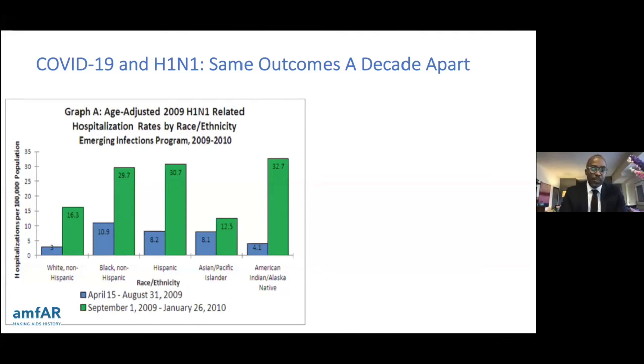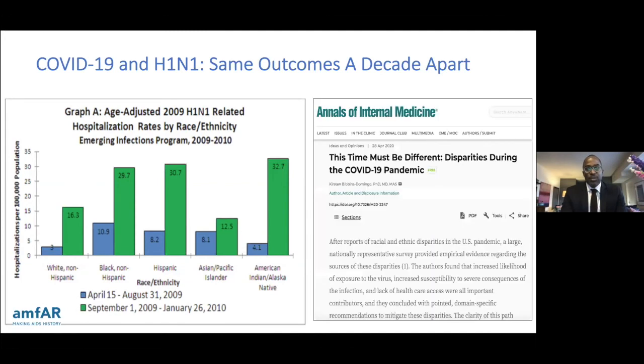And these were the data that we were reporting at the time: African Americans, Latinx populations, as well as American Indian and Alaska Native populations were more likely to be hospitalized with swine flu as compared to white populations. So we knew that this was something that was going to happen, another respiratory illness.